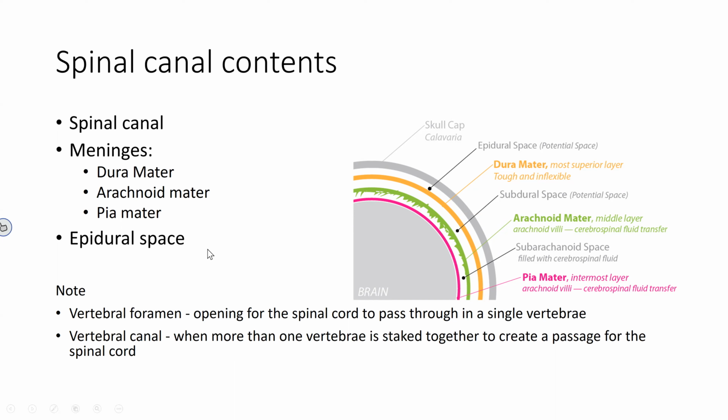And something that I got confused about was the difference between the vertebral foramen and the vertebral canal. The vertebral foramen is the opening for the spinal cord in one vertebra, whereas the vertebral canal is what you get when you link all the vertebrae together, and the passage that the whole spinal cord goes through is the vertebral canal.